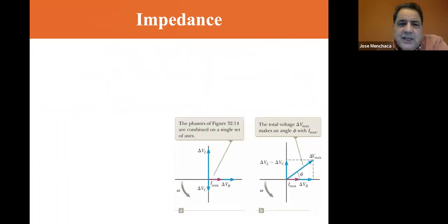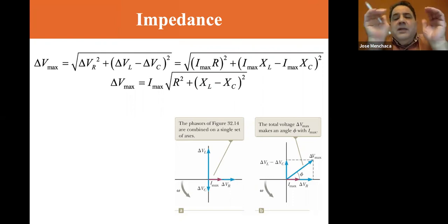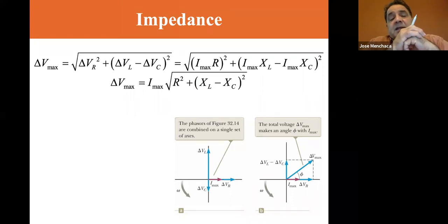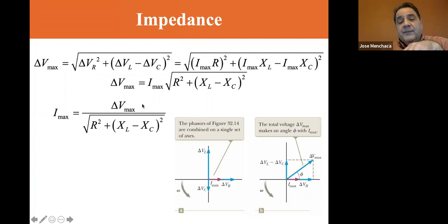So for the impedance, delta V max is equal to the square root of delta VR squared plus the quantity delta VL minus delta VC, squared, which is equal to I max R squared plus the quantity I max X sub L minus I max X sub C, squared. So delta V max is equal to I max times the square root of R squared plus X sub L minus X sub C squared. And what is under the radical, well, let's keep going.